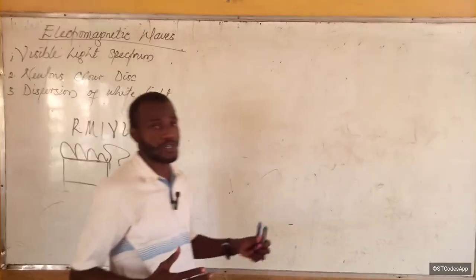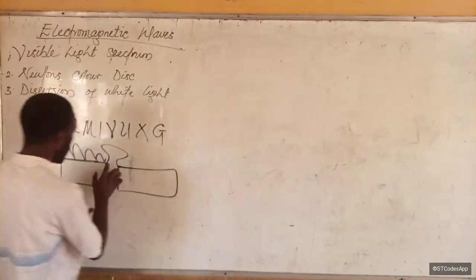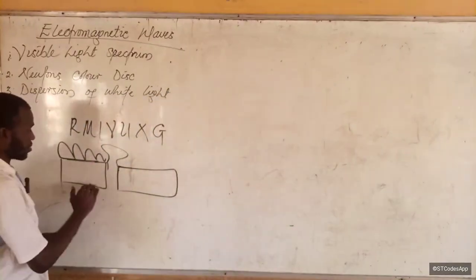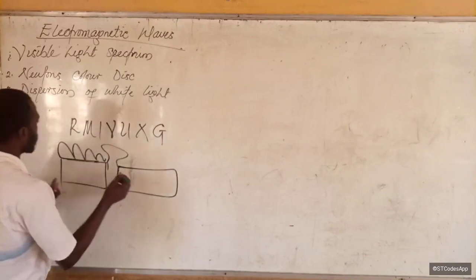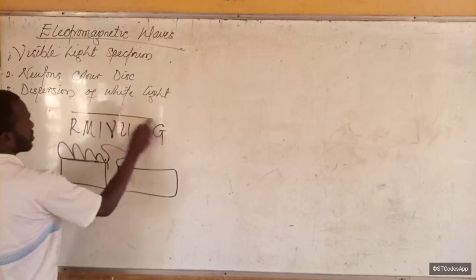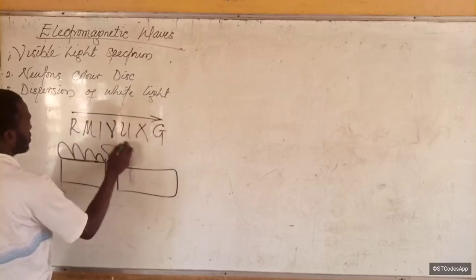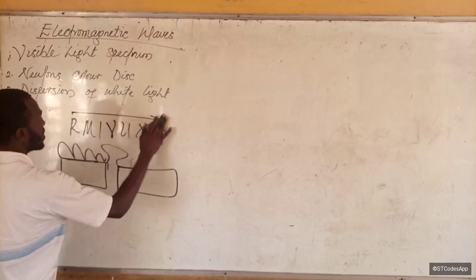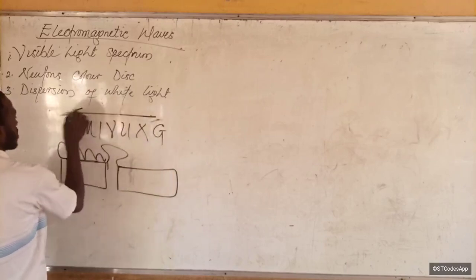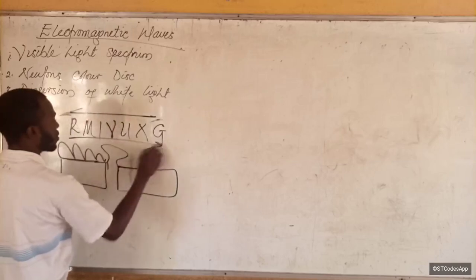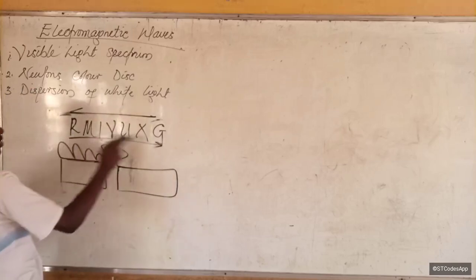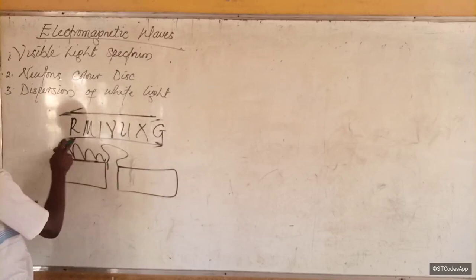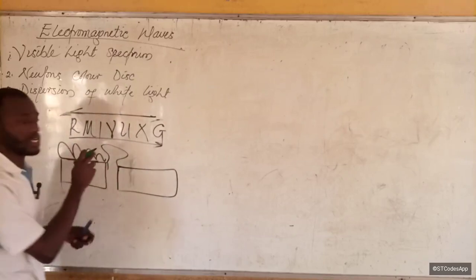Now, this visible light spectrum ranges from a wavelength of about, you know that the wavelength increases in this order, and frequency increases in this order. So this one has the lowest frequency and the highest wavelength. Is that okay? All right, now.